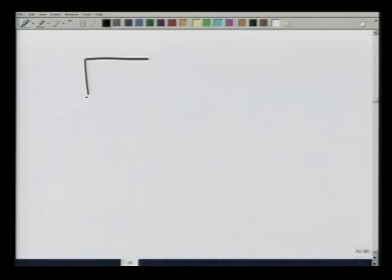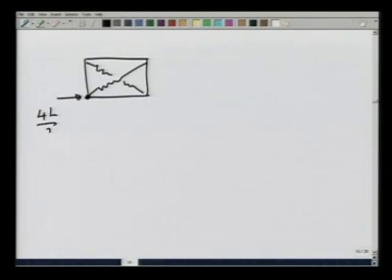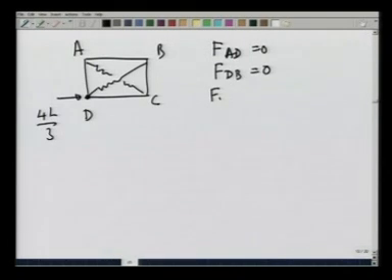Let us move on. So, what we have found is that at point D, there is a force 4L by 3, and FAD is 0, FDB is 0, FDC is compressive 4L by 3.